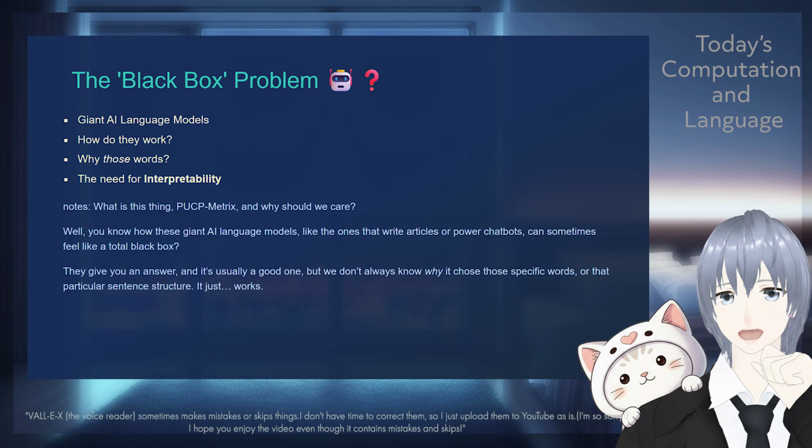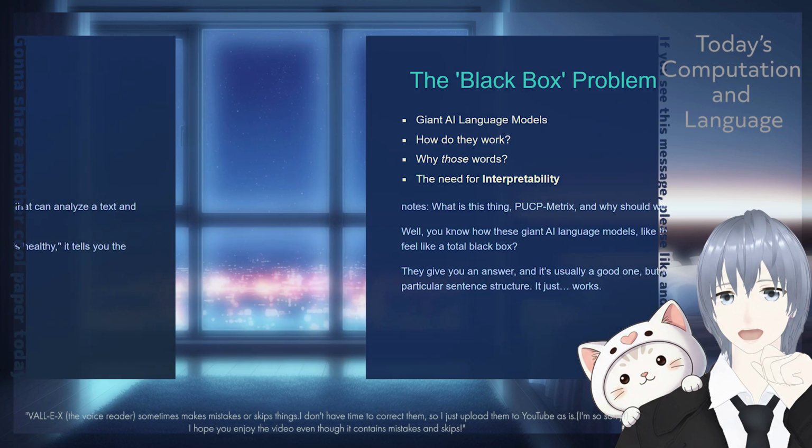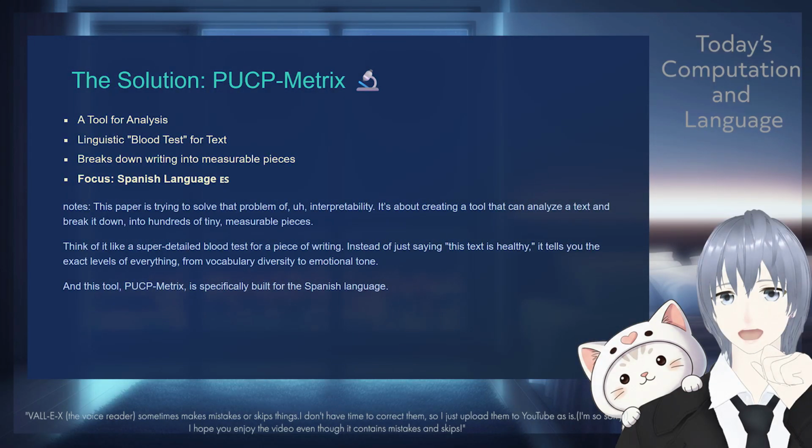What is this thing, PUCP-Metrix, and why should we care? Well, you know how these giant AI language models, like the ones that write articles or power chatbots, can sometimes feel like a total black box. They give you an answer, and it's usually a good one. But we don't always know why it chose those specific words, or that particular sentence structure. It just works. This paper is trying to solve that problem of interpretability.